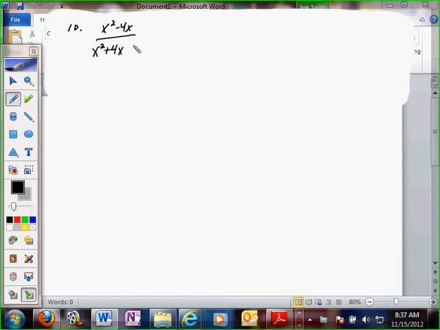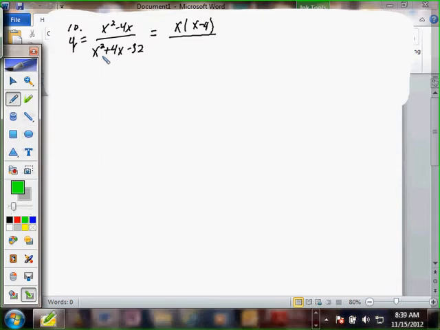Okay, so the first step is to factor the top and bottom, if they do factor. The top one is pretty easy to factor. It's a GCF there. I'm going to take out an x. So when I pull out an x, I get x minus 4. And so there's my top. The bottom here requires a little Mustang factoring, and I'll go ahead and run through that.